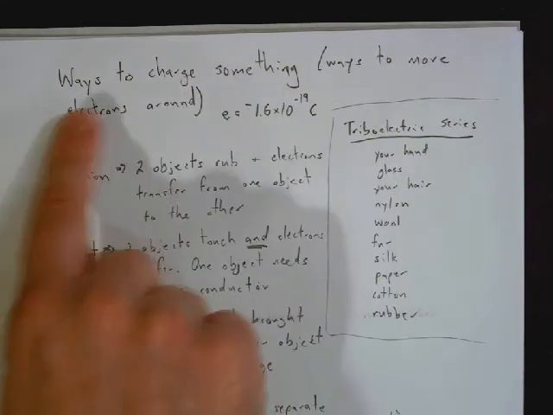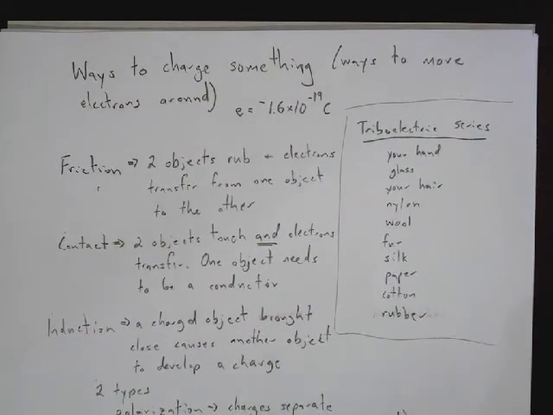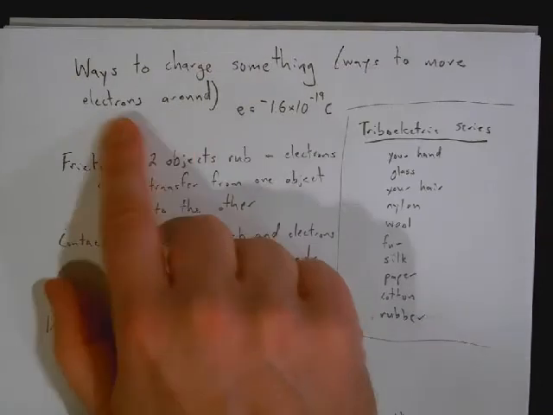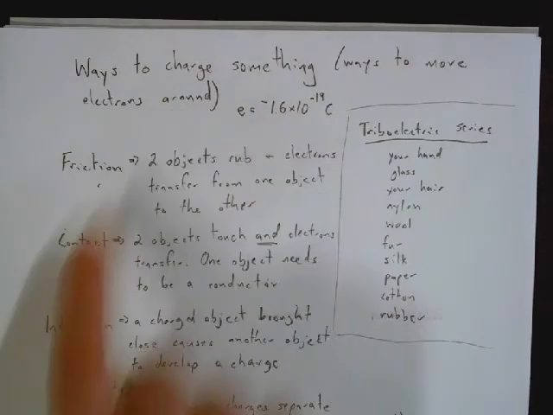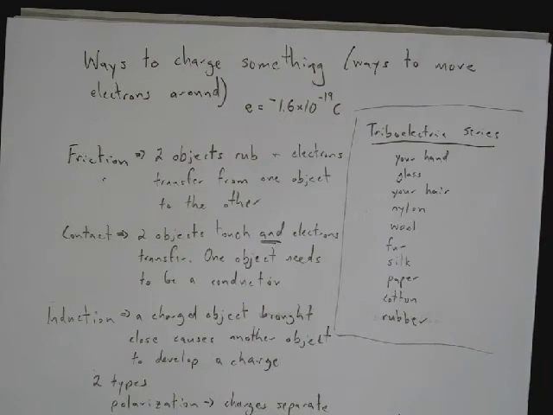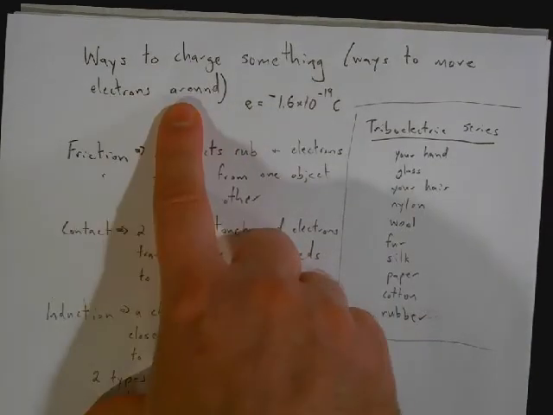Today we're going to do a short video talking about how do you charge something. Remember, when we're charging something, what are we doing? We're actually just moving electrons around. So when we have these different ways to charge something, friction, contact, induction, really what this is talking about is how do you move electrons around?